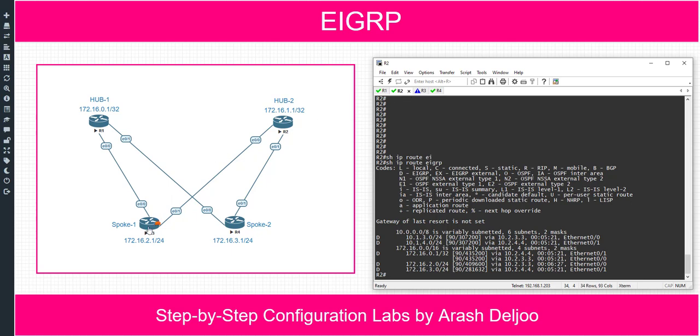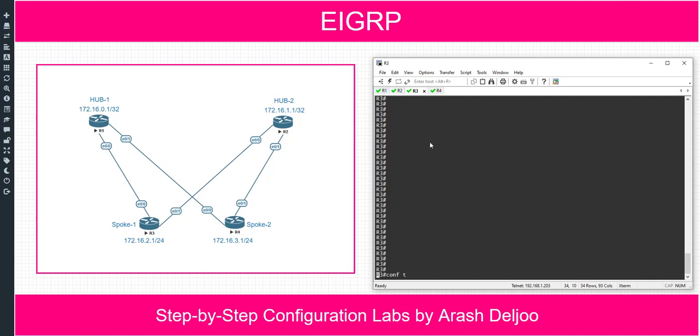Now I want to configure router 3 and router 4 as EIGRP stub, but with the receive only option. It means that router 3 doesn't advertise 172.16.2.0/24 to R1 and R2, and router 4 doesn't advertise 172.16.3.0/24 to R1 and R2.